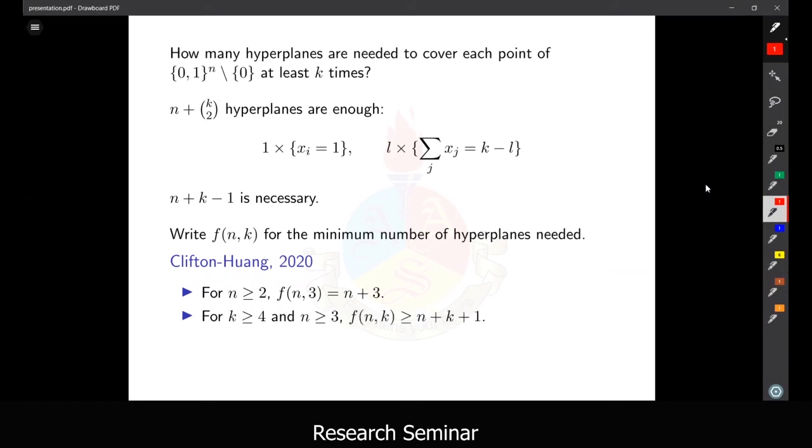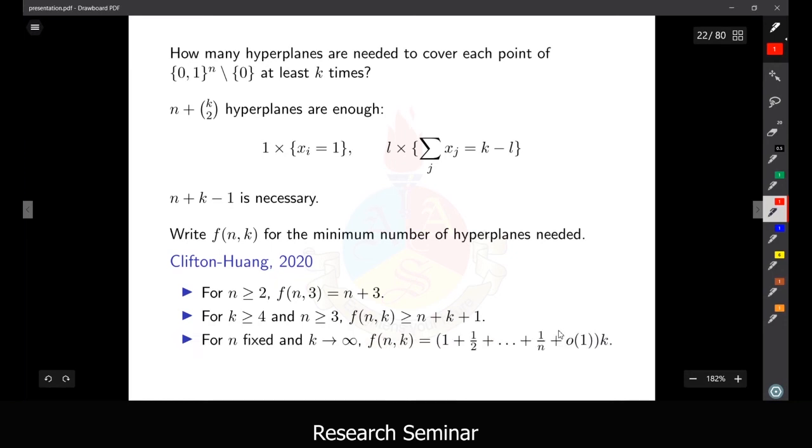And if we consider a bigger multiplicity, like at least 4, and consider at least 3 dimensions, then we have a slightly better bound than the one which is trivial from Alon-Füredi. So instead of n plus k minus 1, we have n plus k plus 1. Also, they considered a case when n is fixed and k goes to infinity, and then the number of hyperplanes which we need to use is roughly k times the harmonic sum from 1 to 1 over n.